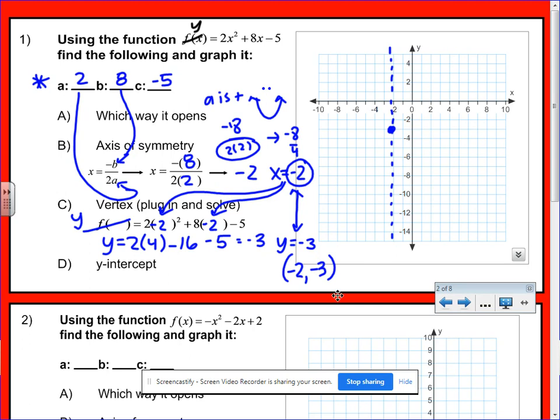All right, the y-intercept, remember, is just (0, c). Well, what was c? Negative 5. So it's (0, negative 5). So I'm over at 0, I go down to negative 5. Wait a second.